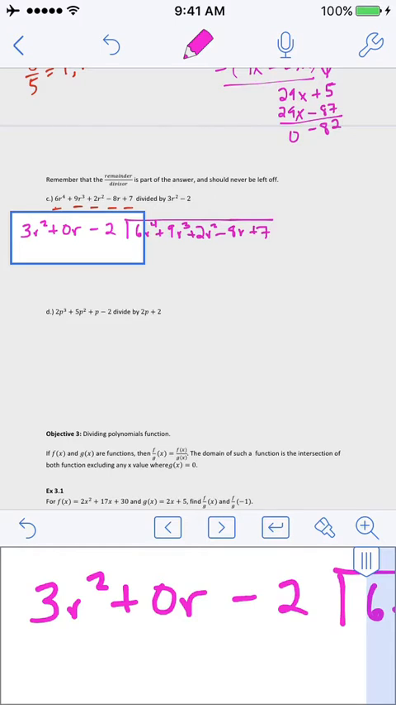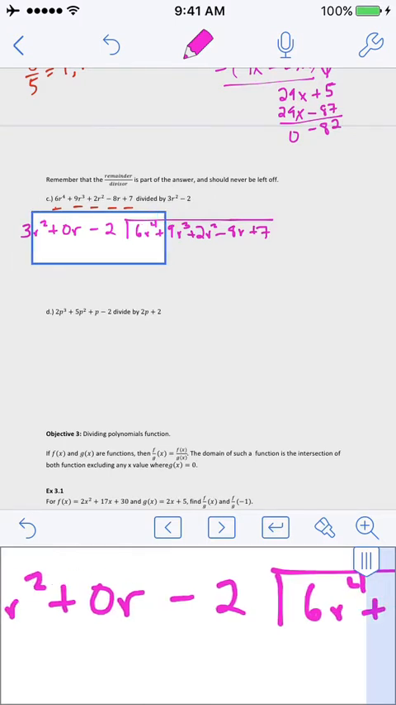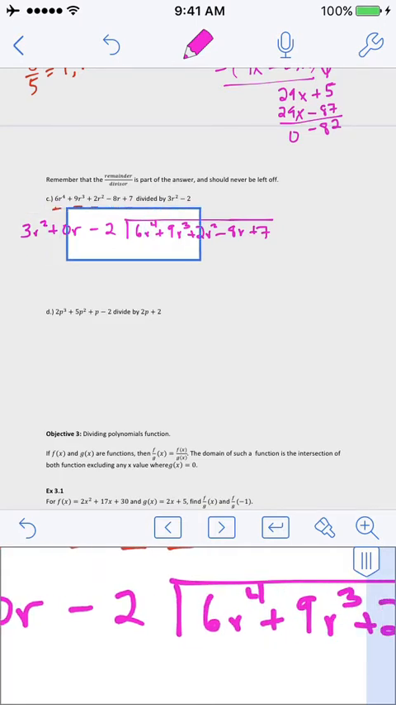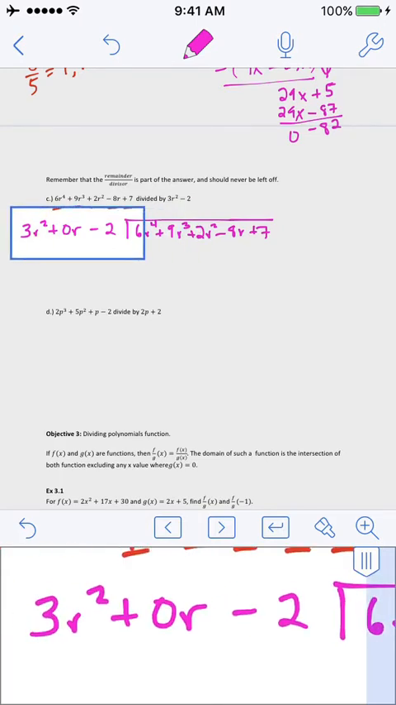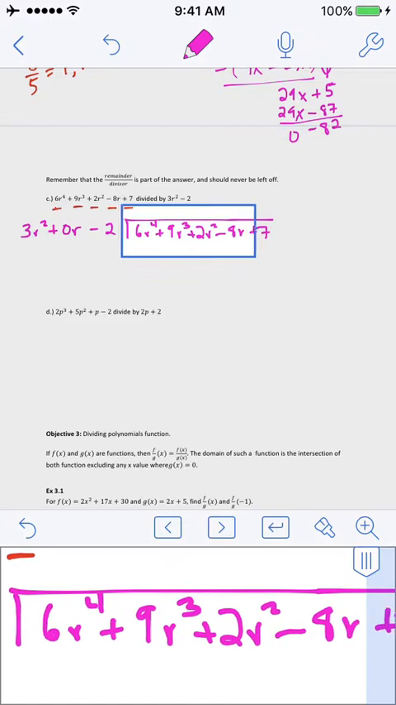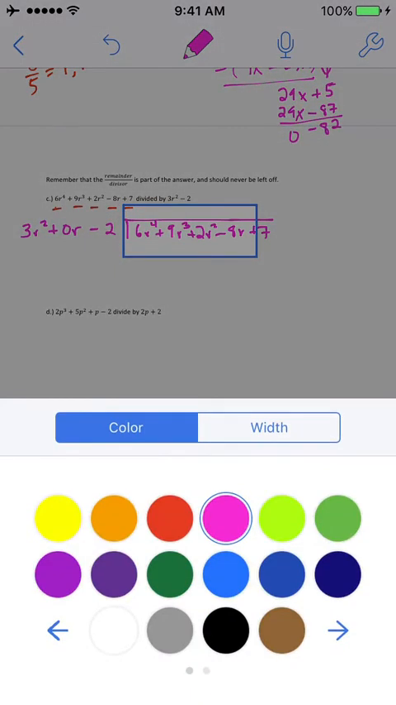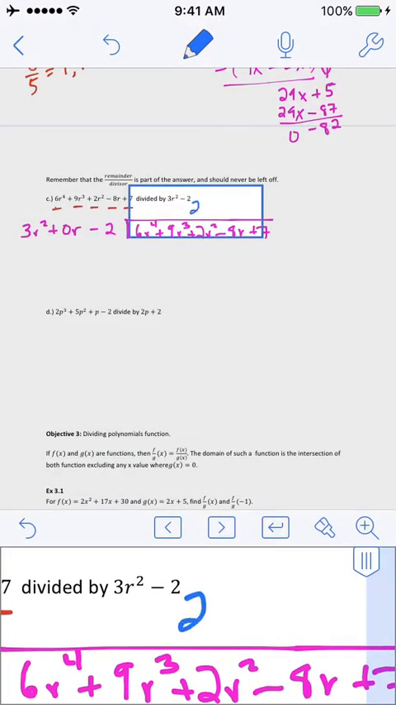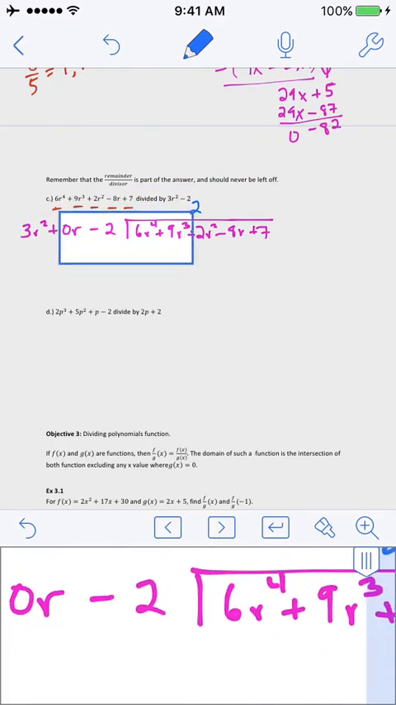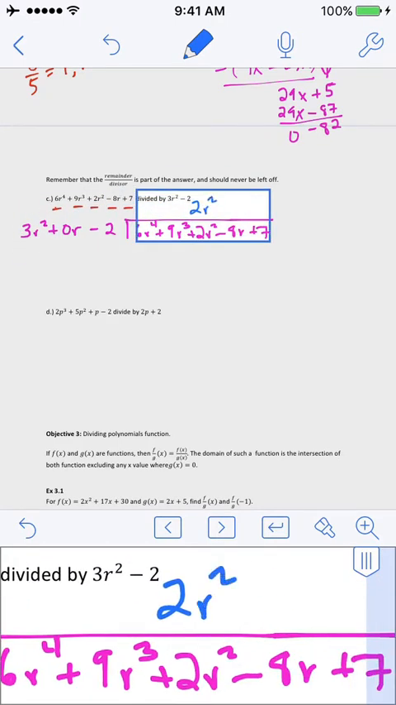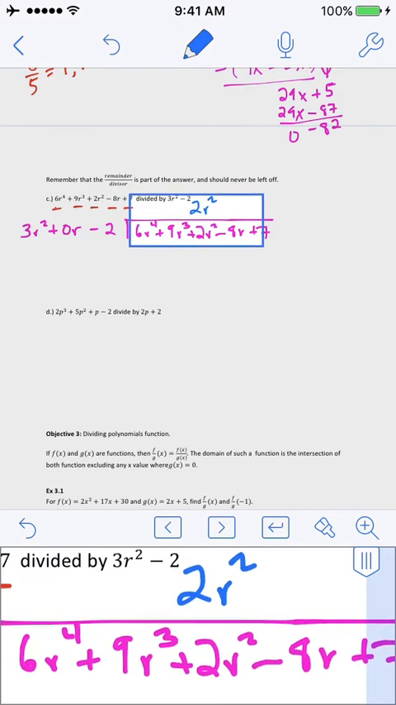Okay, so how am I going to get a 3r squared to multiply to a 6r to the 4th? Well, how do I get 3 to 6? I'm going to need a 2. I'll do this in blue. How do I get an r squared to an r to the 4th? I need another r squared. So let's multiply by that.